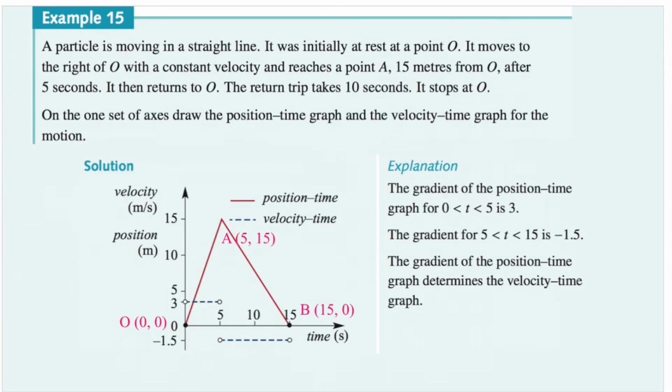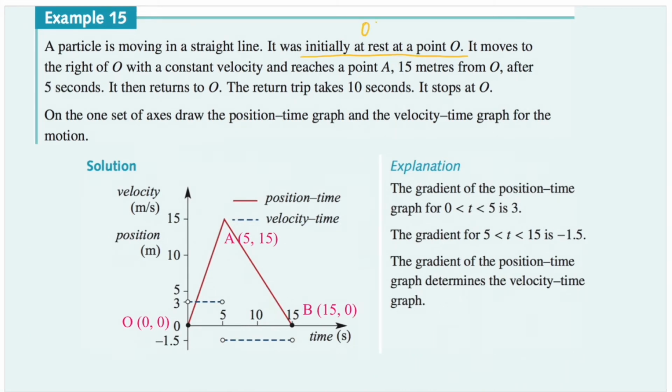Okay, question 15. A particle is moving in a straight line. It was initially at rest at point O. It moves to the right of O with a constant velocity and reaches the point A, 15 meters from O, after 5 seconds. It then returns to O. The return trip takes 10 seconds. It stops at O. On one set of axes, draw the position time graph and the velocity time graph for the motion. Okay, so this question is actually easier than the previous one, but it's trickier in a sense that we're plotting the 2 graphs on the same set of axes. So you've got to be careful with that.